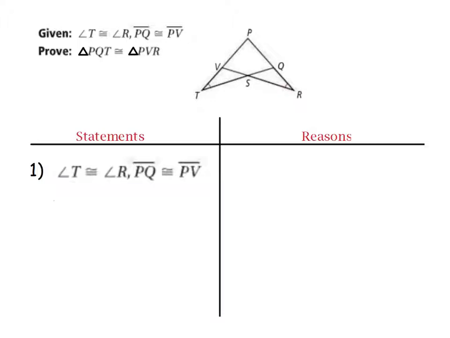I guess let's go ahead and look at what else they've given me though. They gave me angle T congruent to angle R. That's given. And you can see it's marked in the picture. And then they have PQ congruent to PV. That's not marked in the picture, so let's mark it. Okay, and so then you got this angle here and this angle here. And then I'm going to throw in my reflexive step. Angle P is congruent to angle P by reflexive.